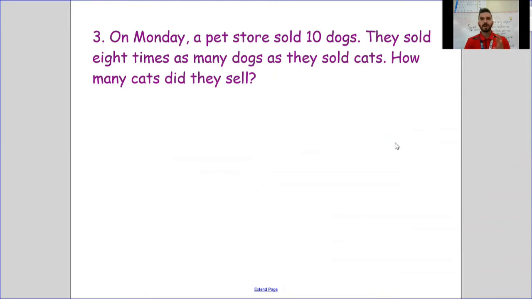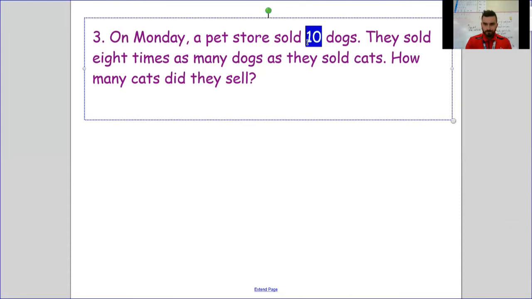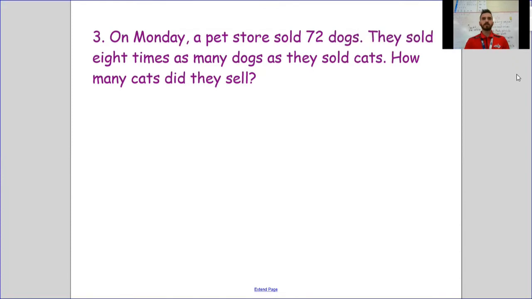It says, on Monday, a pet store sold 10 dogs. Let's sell a bunch of dogs. On Monday, a pet store sold 72 dogs. They sold 8 times as many dogs as they sold cats. How many cats did they sell? Times as many. Box method. What am I comparing? Cats to dogs.